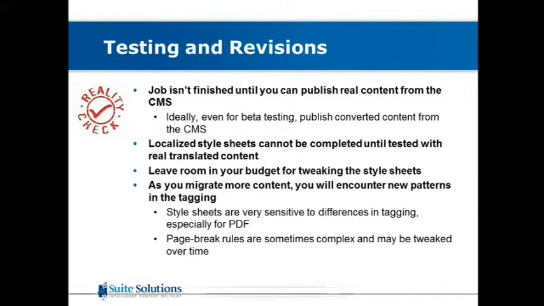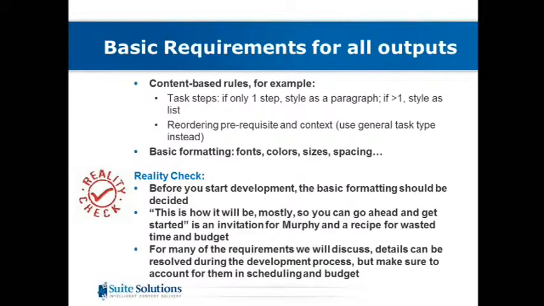Another part of the basic requirements is the content rules. For example, a task step. You might say if there's only one step, you want it styled as a paragraph. But if there are more than one step, you want it styled as a list. Or you might want to reorder your prerequisites and context and use a general task type instead. Additional requirements that are always going to be required are fonts, colors, sizes, and spacing.